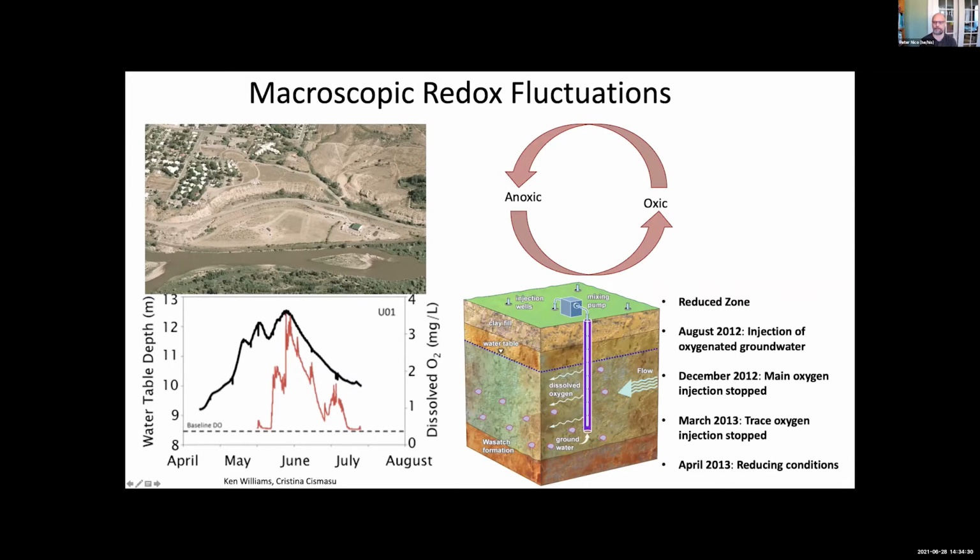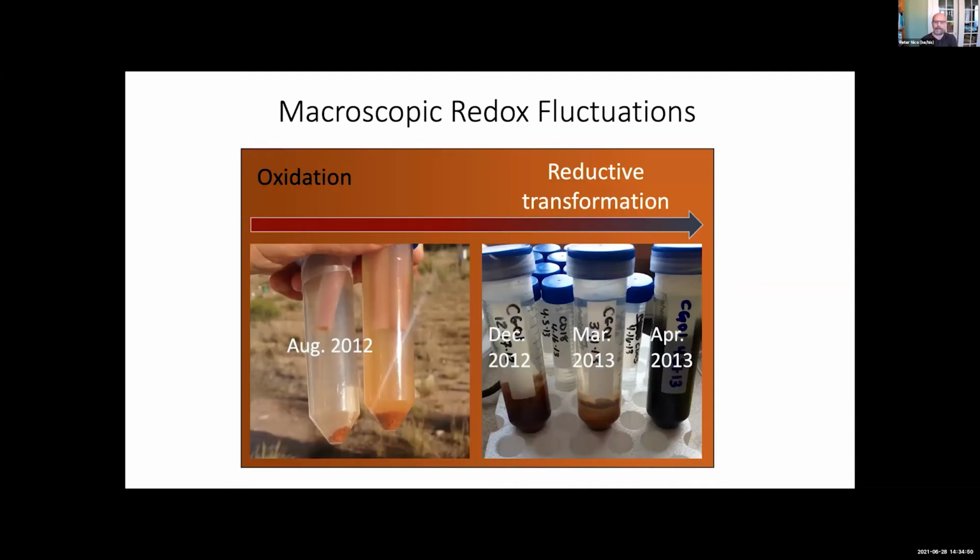So we took a well in a reducing zone within the anoxic area of the Rifle site and injected oxygenated groundwater into it in August, to create an oxygen zone within the anoxic area, and then let it return to its anoxic conditions to see what would happen over the subsequent months. Macroscopically, visually, this is what happens. In August, you have very bright red iron precipitates that then age and darken over time. We were interested in particularly what was going to happen to the carbon cycling part of this.